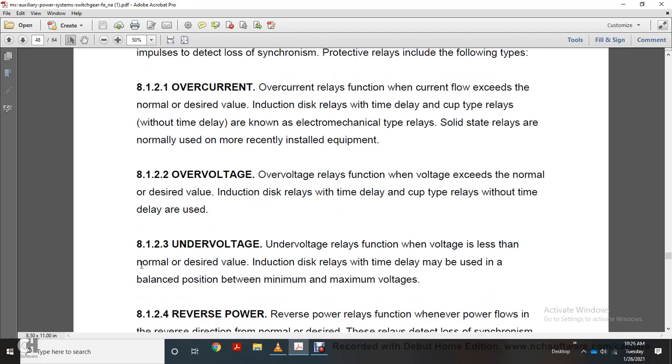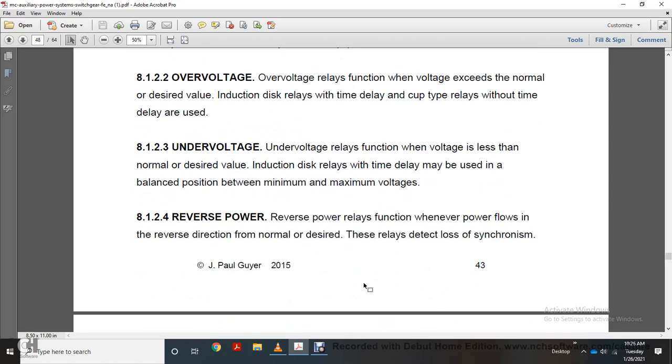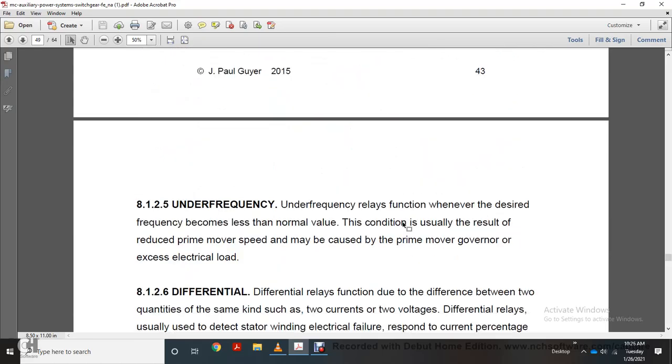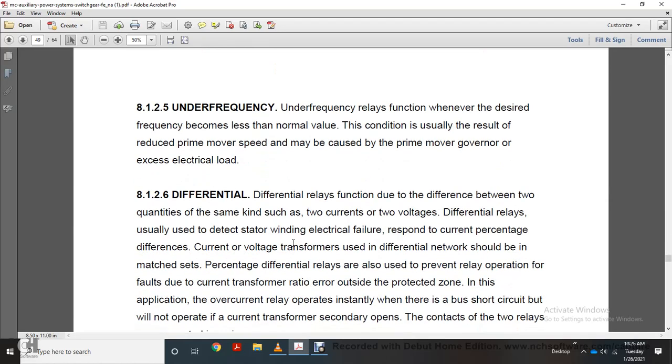Undervoltage relays function when voltage is less than the normal desired value. Induction disk relays with a time delay may be used in the balance position between minimum and maximum voltage. Reverse power relays function whenever the power flows in the reverse direction from normal or desired. These relays detect loss of synchronism. Underfrequency relays function whenever the frequency becomes less than the normal desired value. The condition is usually resolved with a reduction of prime mover speed and may be caused by the prime mover, governor, or excessive electrical load.